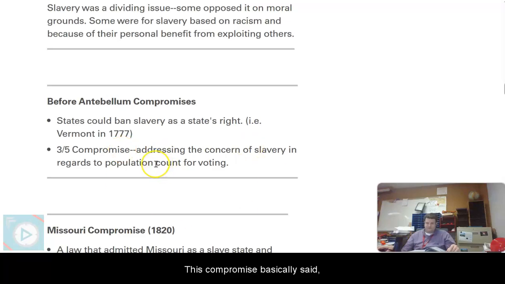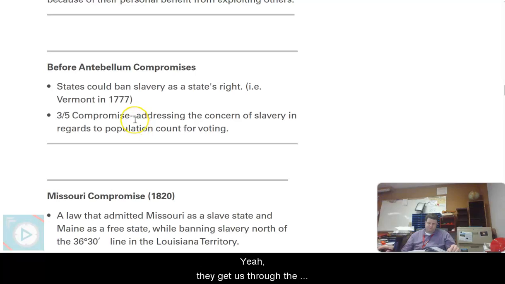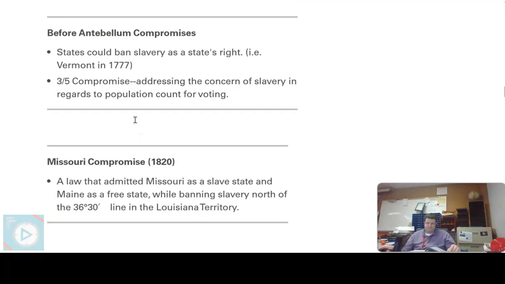This compromise basically said southern states should be able to count some of their slaves, but not fully like their regular citizens. It's kind of an awkward thing to talk about when you say it out loud, and not very pleasant. But these early antebellum compromises get us through the Founding Fathers period.